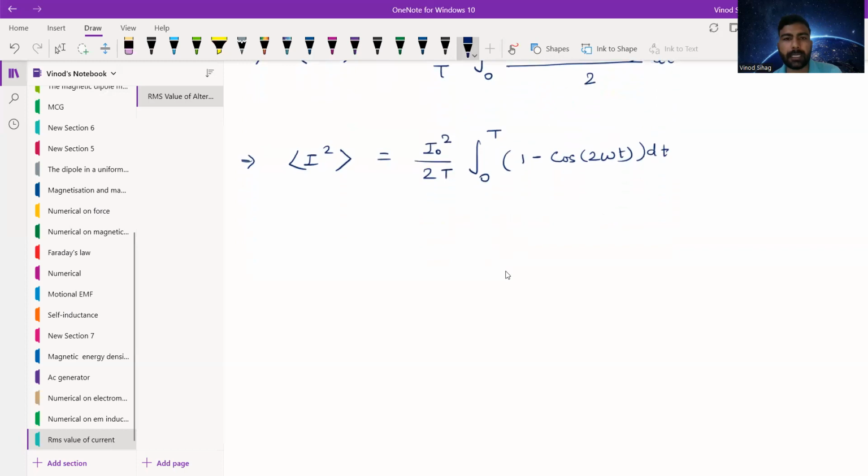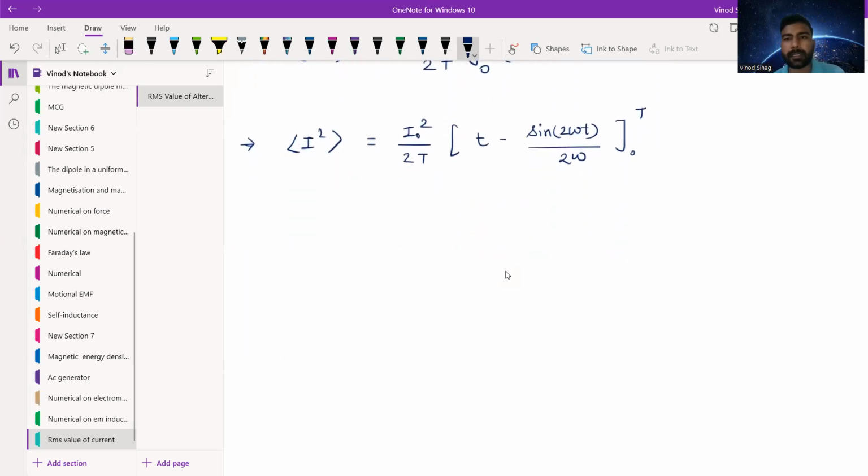Now we have to do the integration. So we will get I square equals I naught square by 2t, and the integration of 1 will be t, minus the integration of cos 2 omega t, which will be sine 2 omega t divided by 2 omega, and the limit is from 0 to t. Now place the limits.